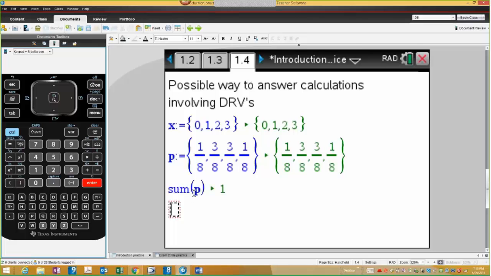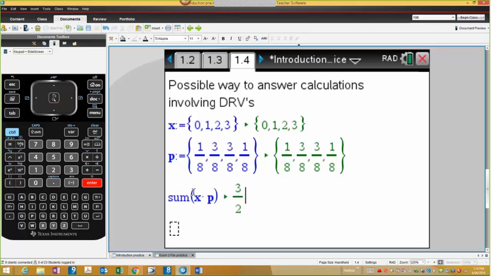But what's also pretty cool is that I could actually turn around now and ask the calculator to work out the sum of x times p, which is 1.5. So 0 times 1/8 plus 1 times 3/8. It follows the pattern through as we would by hand, and we get an answer of 3 on 2, or 1.5.